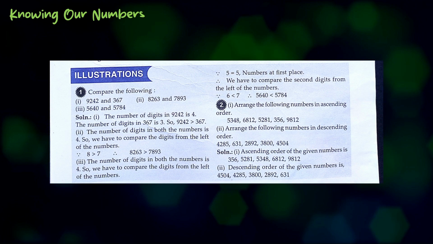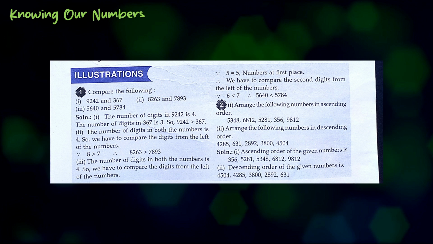First one, compare the following. It has 3 sub questions. The first sub question is 9242 and 367. Let's see the solution. The number of digits in 9242 is 4, and the number of digits in 367 is 3. So 9242 is greater than 367.